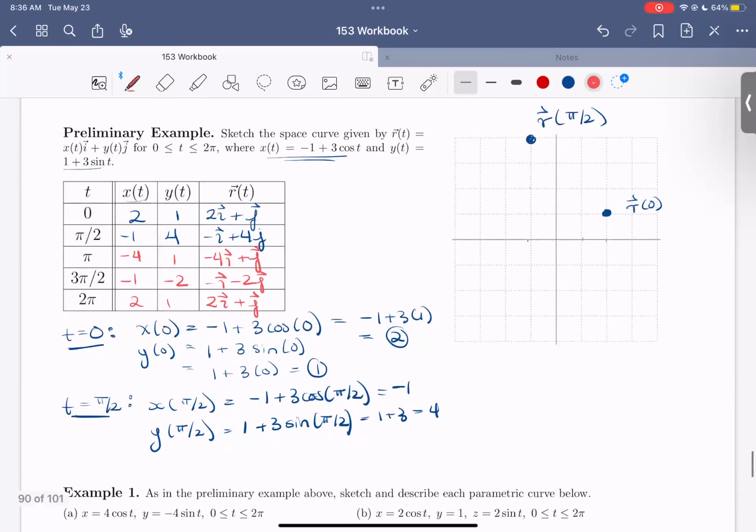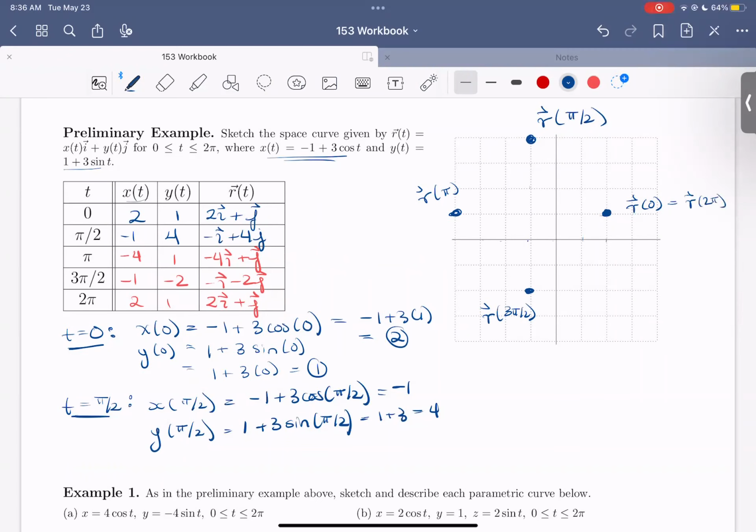Awesome. All right, so let's go ahead and plot those points. So we see that r of pi will be at -4, 1, right here. So this will be r of pi. Then we have -1, -2 for r of 3 pi over 2. And then we have 2, 1, which is the same point as r of 0, r of 2 pi.